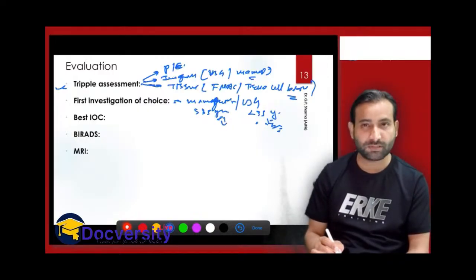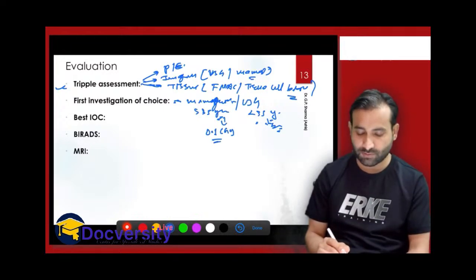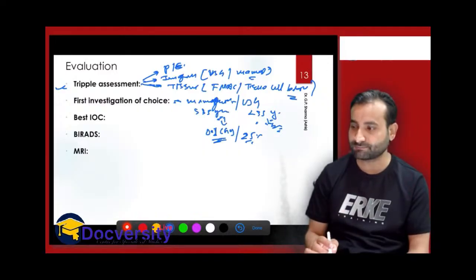And in the mammography, for more than 35 years, usually mammography uses how much dose of radiation? Sometimes they can ask you in the exam: 0.1 cGy, centigray. It uses this much dose of radiation, the X-rays, right? It is 25% of the normal X-ray dose. So this is a question in the exam.